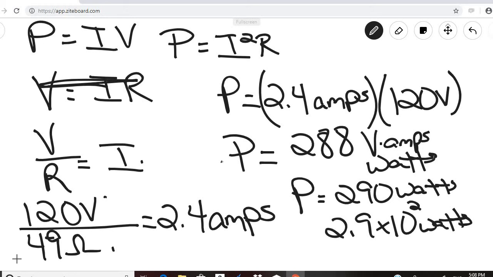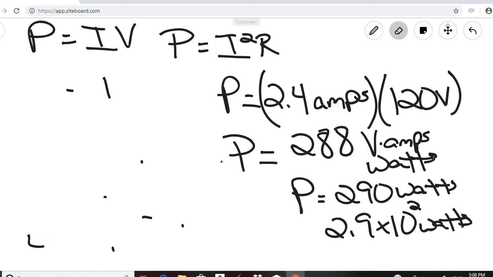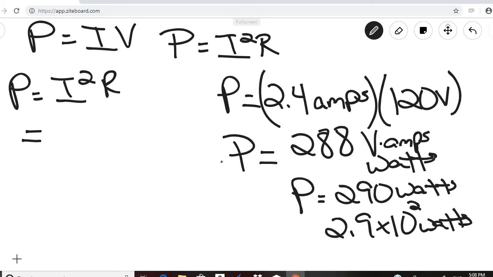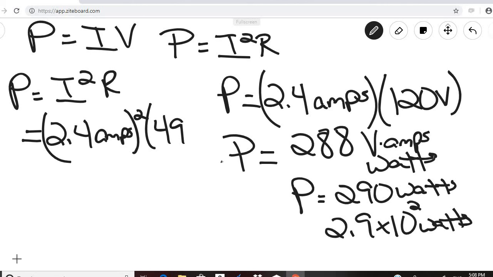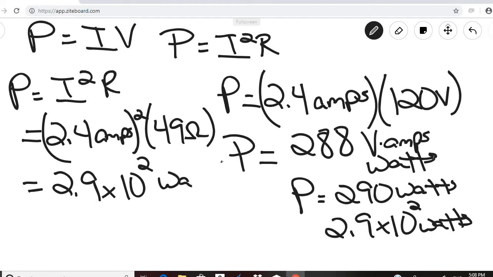We could have calculated it using I squared R. So if P is I squared R, so I was 2.4 amps, square that, times the resistance that we got, which was 49 ohms. And amp squared ohms is a watt, and if you do it that way, you should still get 2.9 times 10 squared watts. So that's problem number 10 for Module 15 practice problems.